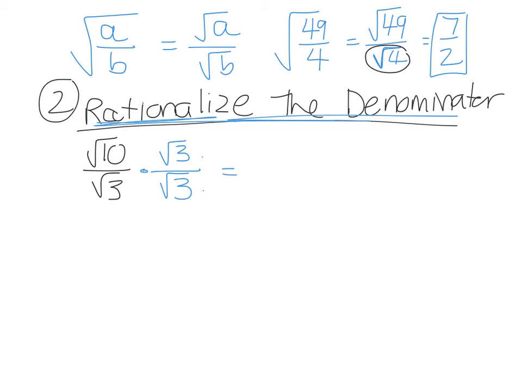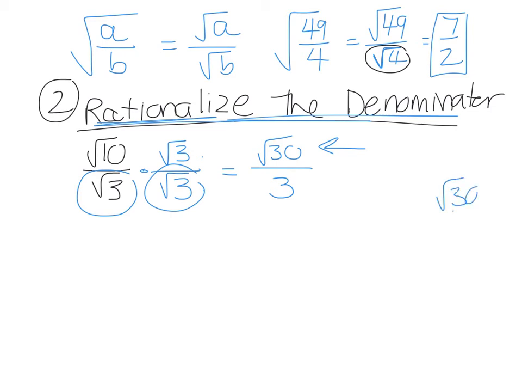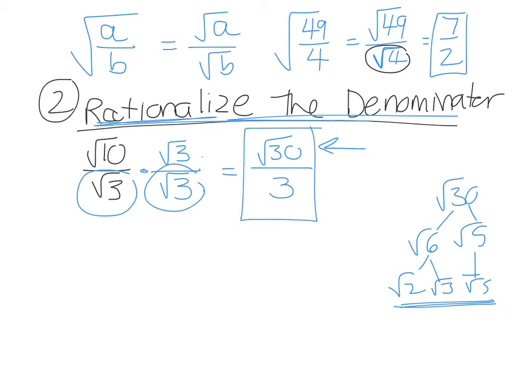So I'm going to multiply what's on top, that gives me rad 30. I'm going to multiply rad 3 times rad 3, that gives me just plain 3. If the top is a radical that I can break down, then I will do it. Rad 30 can't be broken down, it just equals rad 6 times rad 5. Rad 6 is 2 times 3, so 2 times 3 times rad 5. None of these are perfect squares, so you leave it just like this. Okay, next example.